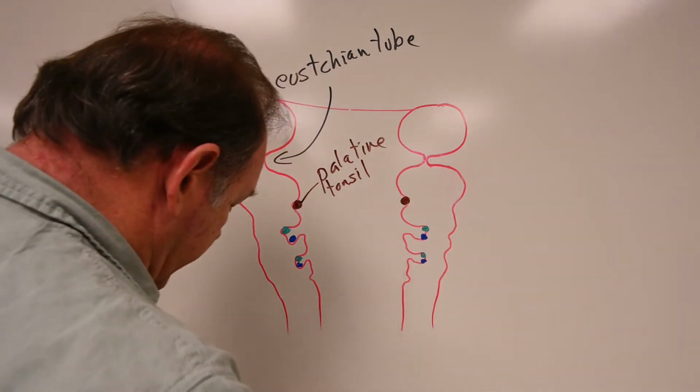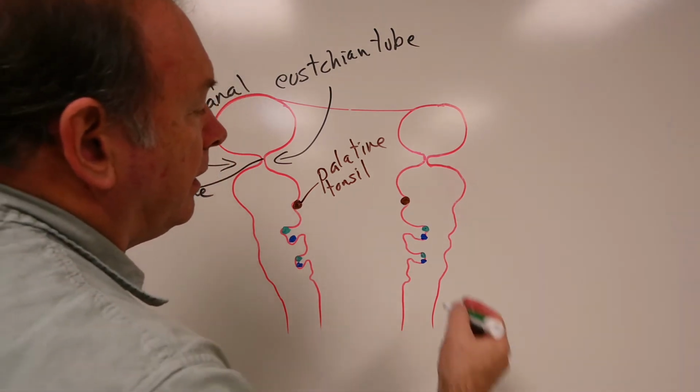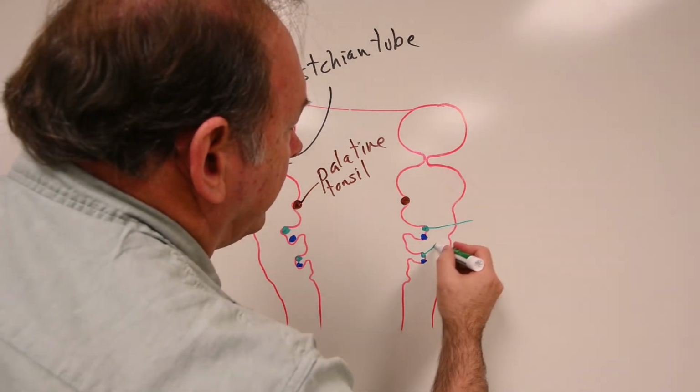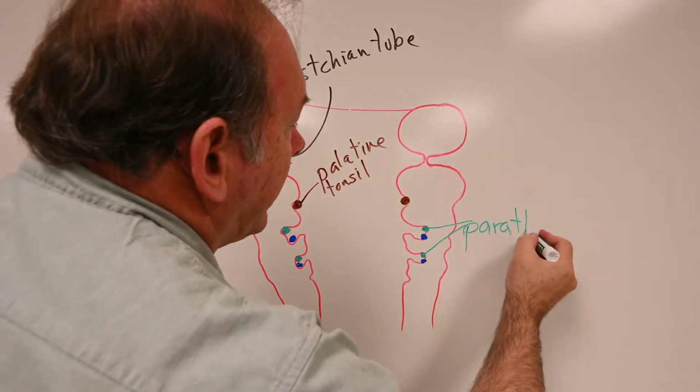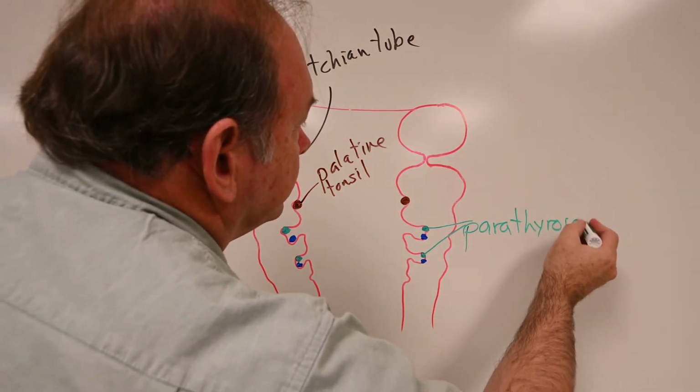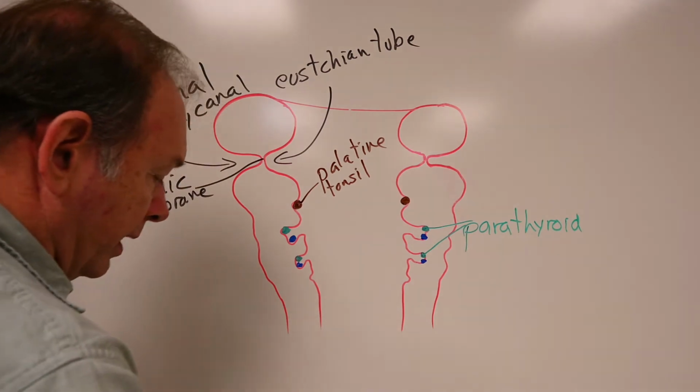So here in green, we have parathyroid, and in blue we have thymus.